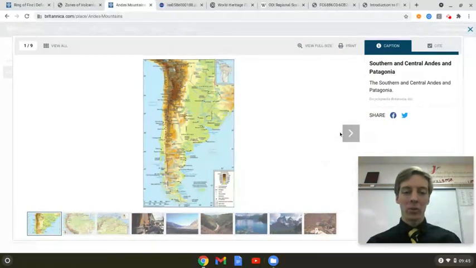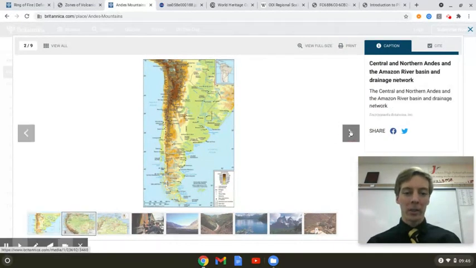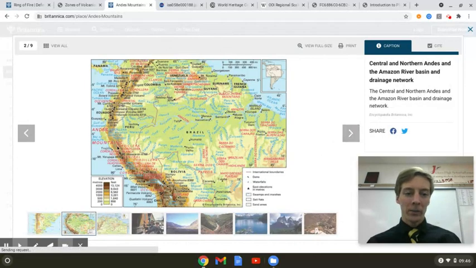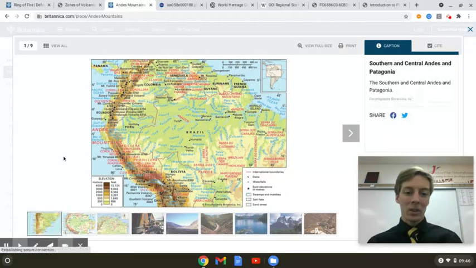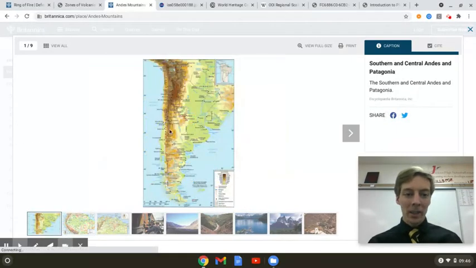This is the southern half of South America. Here is the northern half of South America. The Andes Mountains run all along this west coast. I mean, the country of Chile is Andes Mountains. So you have this Pacific plate out here going underneath this plate here, the South American plate, and this plate is riding on top.